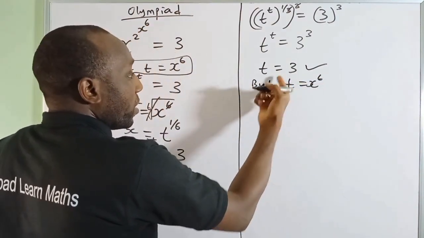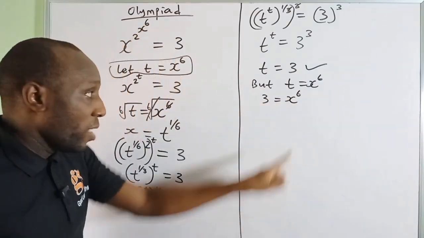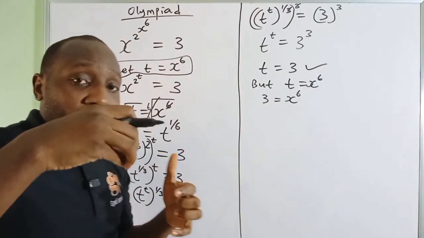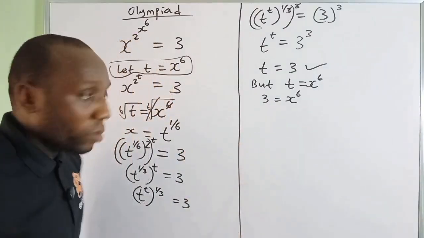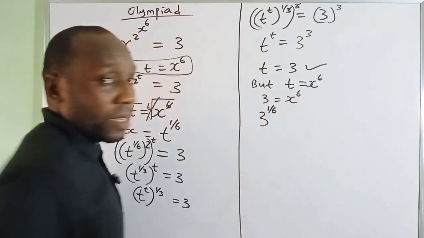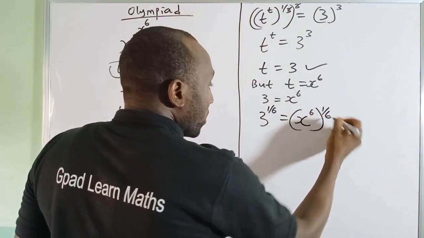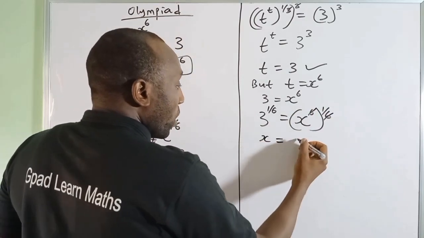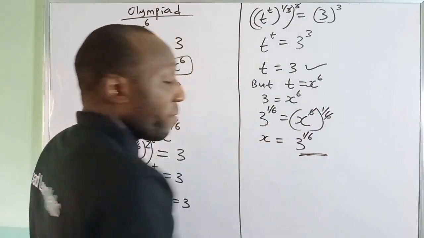Now, of course, we know that t is 3 from here, so 3 is equal to x raised to the power of 6. I need to get x. I need to get rid of this power of 6 here. So I'm going to take the 6th root of both sides. So that will be 3 raised to the power of 1 over 6, okay, is equal to x raised to the power of 6 raised to the power of 1 over 6. Now this 6 will cancel this 6, and your x is equal to 3 raised to the power of 1 over 6. And this is your final answer.